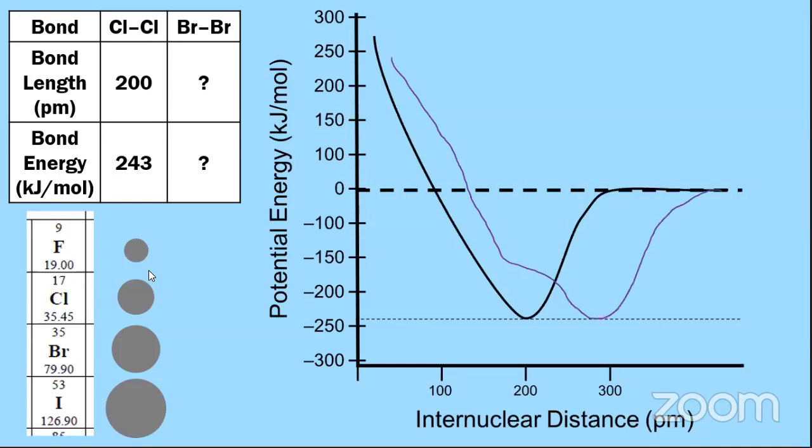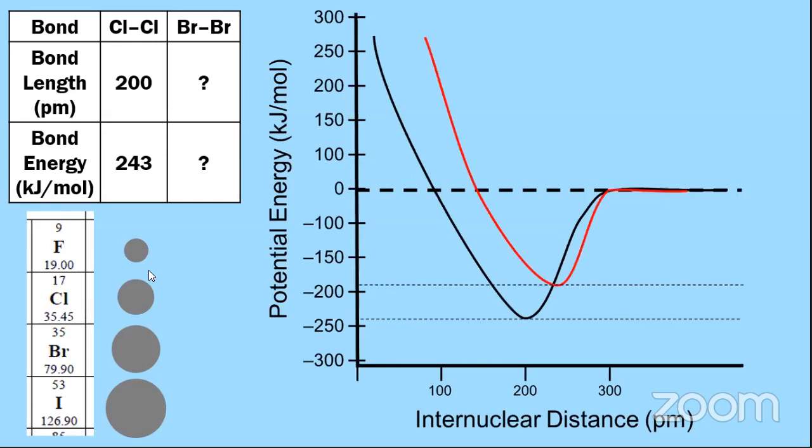Well, now I did a good job of looking at the x-axis and making that a longer bond, but I also did not pay attention to the y-axis. This has the same bond energy. So I think what's going on here with respect to the bromine comparison is that it should be a longer bond because bromine is larger than chlorine, and it should be easier to break. So this is the curve that you should have drawn.